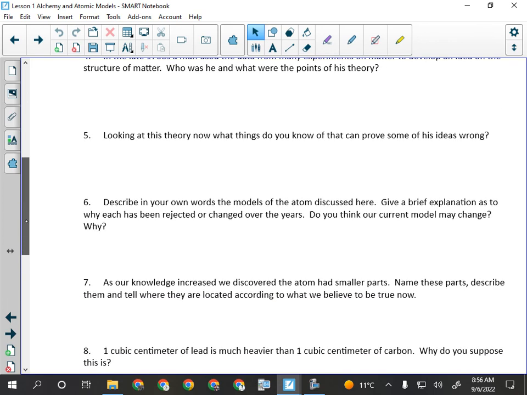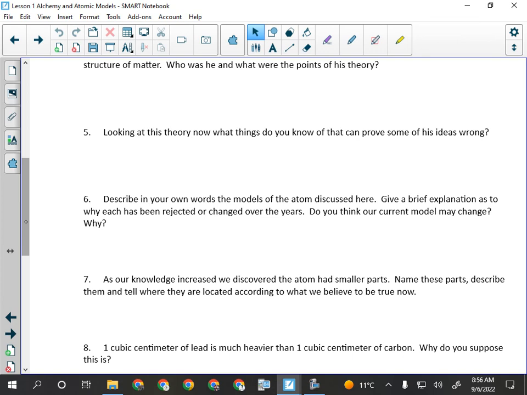Question number 5. Looking at this theory now, what things do you know of that can prove some of his ideas wrong? Well, we can split the atom, at least some of them. That would say that atoms are actually divisible if you have the right technology. And we know about isotopes, those versions of elements that have more neutrons than the normal amount, and thus their atoms are a bit different, even if they still exhibit a lot of the same properties.